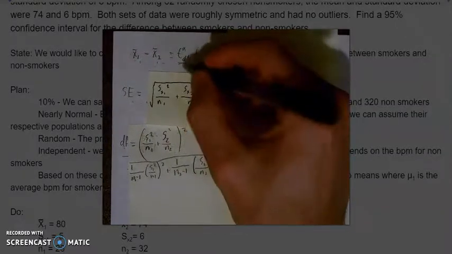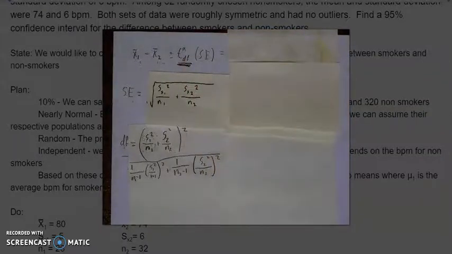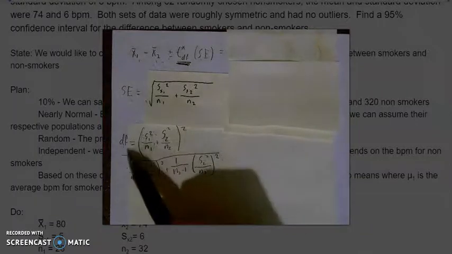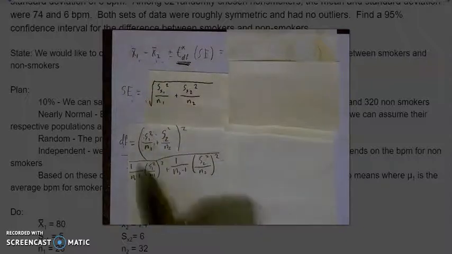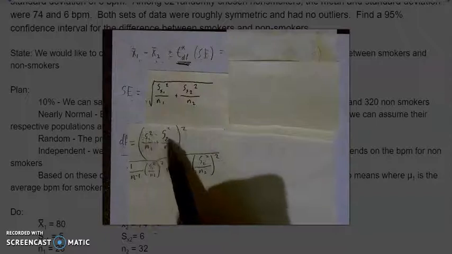And then the hardest part of doing this by hand is the critical t with its degrees of freedom. As you know, a critical t depends on a specific degrees of freedom. Before, the degrees of freedom was simply the sample size minus 1. However, for 2 means, the formula for the degrees of freedom is this complicated formula here. I'm not going to spend time doing this calculation, but essentially it's the same.